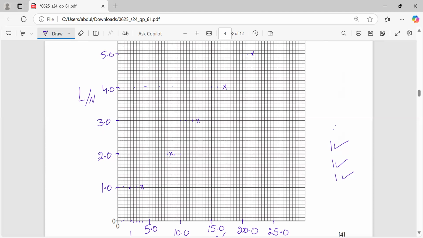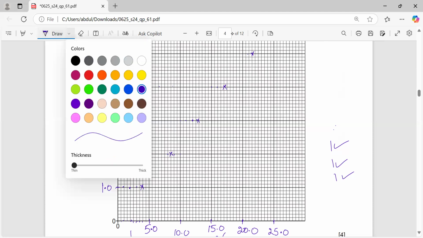The length of this line should be within, in such a way that either it's passing through all points, or if one point is up and one is down, so that will be well judged. For this purpose, it is recommended that you use a transparent scale. And the thickness of that line is also very important.